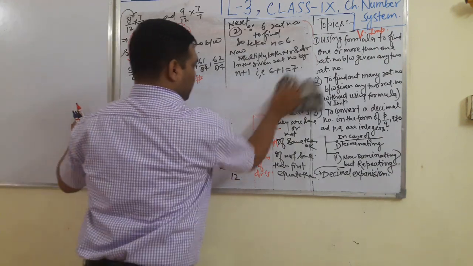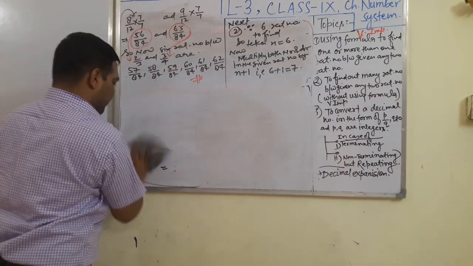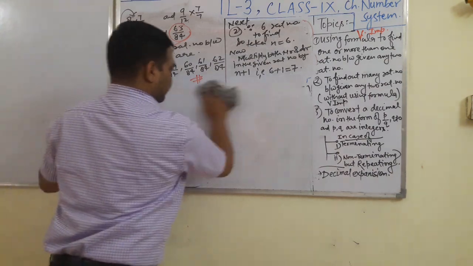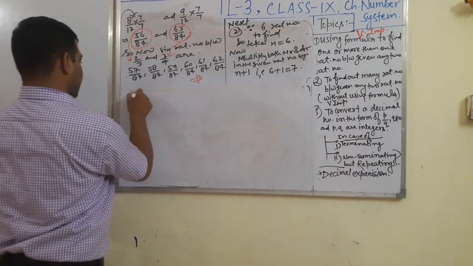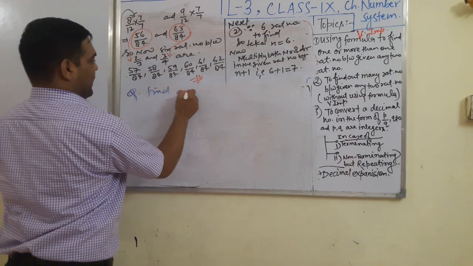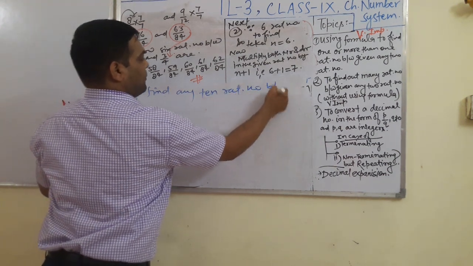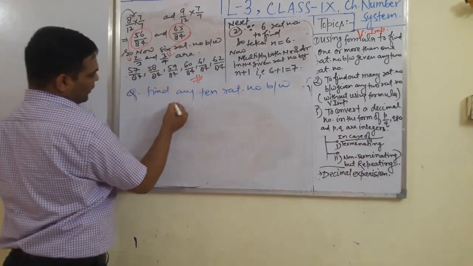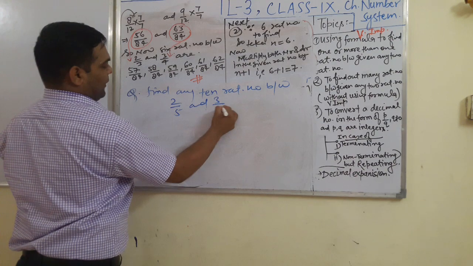Okay students, now one more question. I am giving you the case when the denominators are the same. The question is, find any 10 rational numbers between 2 by 5 and 3 by 5.